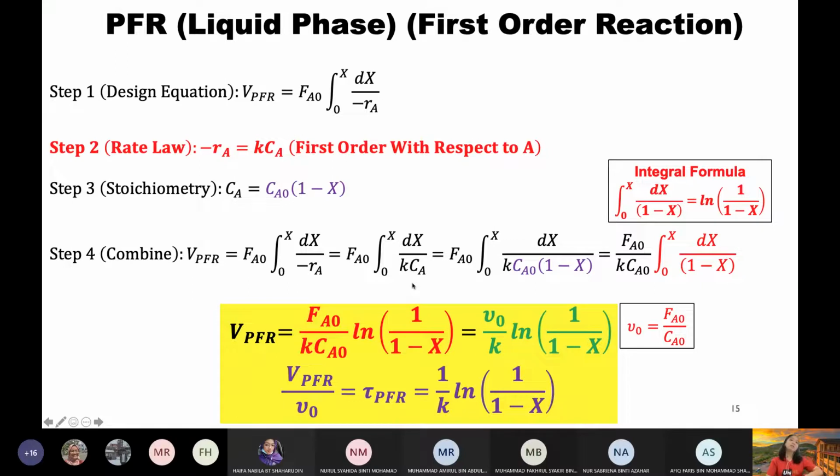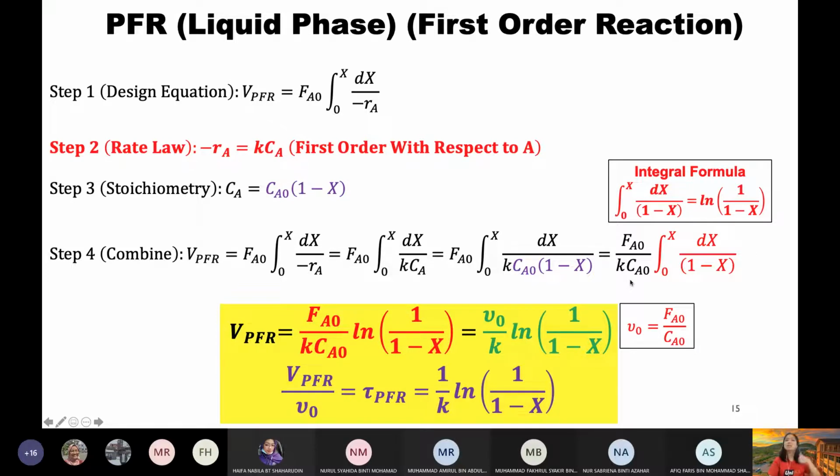So sama konsep macam batch. k dengan Ca saya tak boleh kamirkan terhadap X. I can only integrate X towards X. So I must replace my Ca with Ca naught (1 minus X). So now dah jadi kCa naught in bracket (1 minus X). However, as I told you, k and Ca naught got nothing to do with X. They will not be integrated towards X. So I can take my k and my Ca naught out of the bracket, out of the integral part. So it becomes, kat luar tu jadi Fa naught per kCa naught.